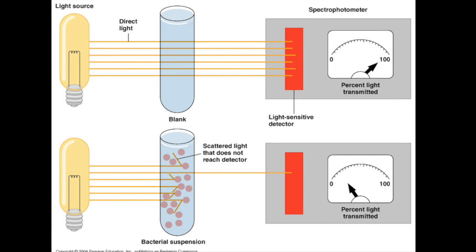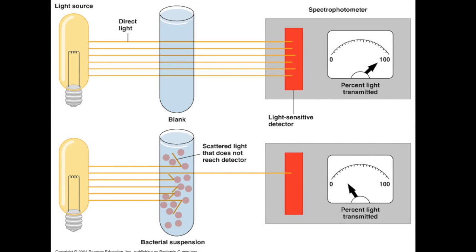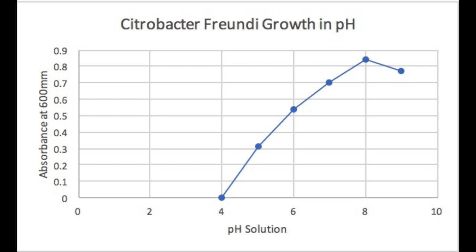The fourth was 37 degrees Celsius in an incubator also. The fifth test tube was put into 45 degrees Celsius into a water bath. The last one was at 60 degrees Celsius in a water bath also. Then we tested each test tube in the spectrophotometer to record how much bacterial growth of Citrobacter freundii there was at the different temperatures.